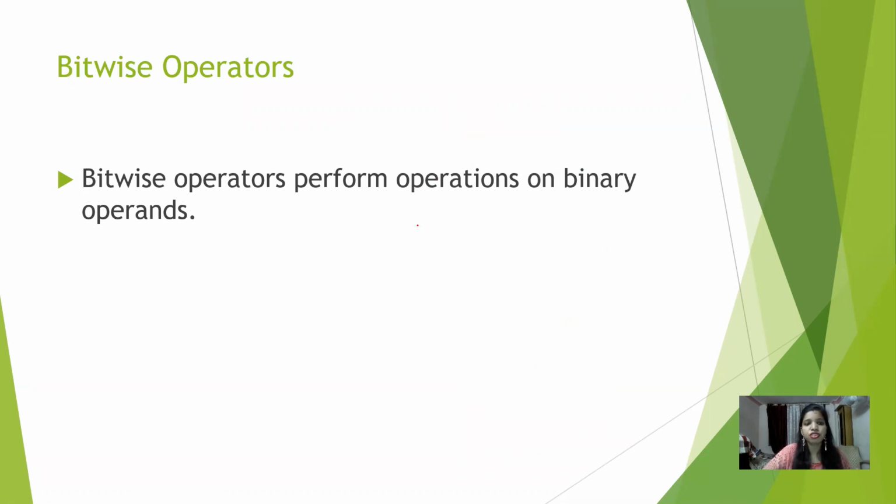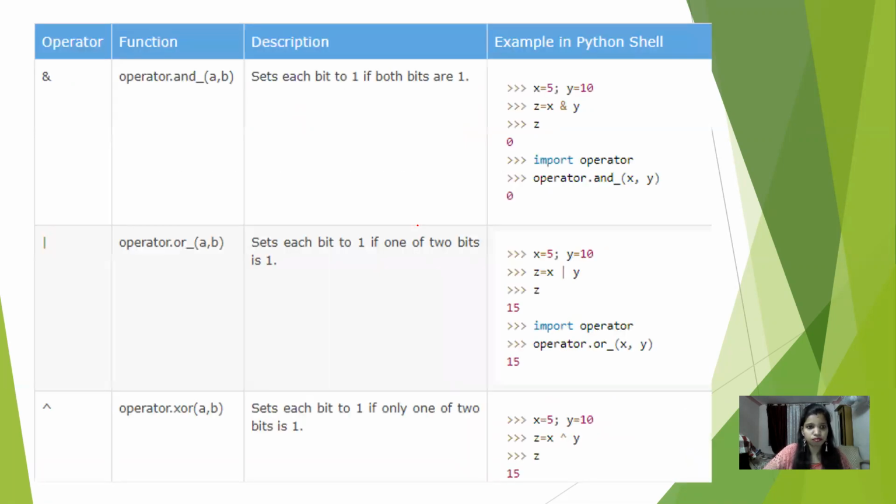Bitwise operators means we are performing the operation bit by bit. Suppose x is 5, y equals 10. x and y means we are doing the AND operation. 5 is 0101, and 10 is 1010. Now perform the operation: 1 into 0 is 0, 0 into 1 is 0, and so on. So the answer will be 0.